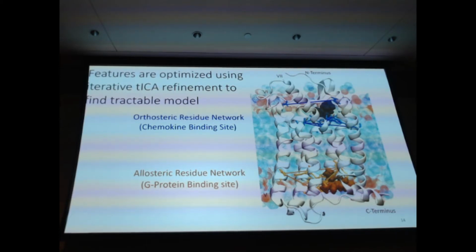And the features I ended up building my Markov state model on are the network residues around the orthosteric and allosteric drugs. These residues are also known to be critical in chemokine binding or G protein binding or to receptor activation, etc. Some of them are not. Some of them were just identified from TICA. And if you know GPCR biology, they include motifs like NPXXY, DRY, etc. But basically, the orthosteric residue network is up here in the extracellular side of the protein. It is essentially the chemokine binding site. And the allosteric is in the G protein binding site.